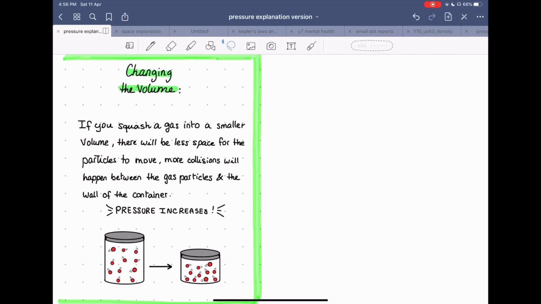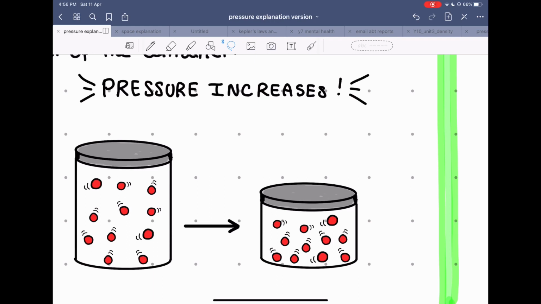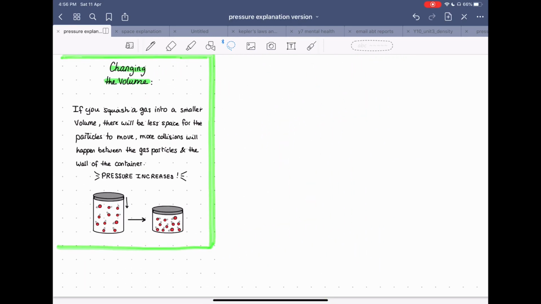Imagine having a container and then you squash the container, so you decrease the surface area. By squashing the container, what will happen is that the particles inside that were free to move in a larger area now have less area to move. This will for sure increase their bumping or their collision, and hence pressure will increase as well.